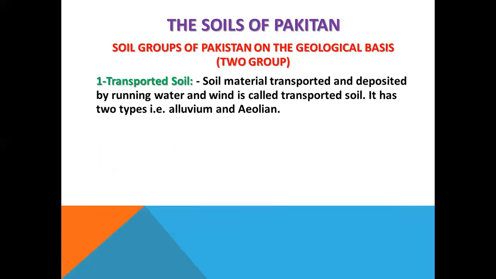Number 1, transported soil. We can define it as soil material transported and deposited by running water and wind is called transported soil. And when soil moves from one place to the other place, then it can become transported soil. It has 2 types.